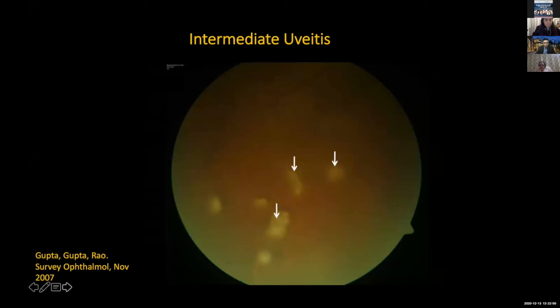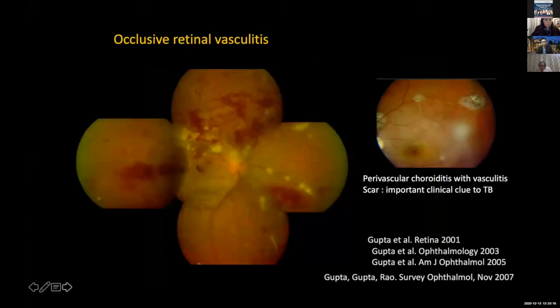Then comes intermediate uveitis, and I would like to give you a practical tip here. If you see large floating snowballs and you're not seeing the classical snow banking, and there is a lot of anterior segment involvement along with it, think of TB as a phenotype. Chronicity, large snowballs, and no typical snow banking.